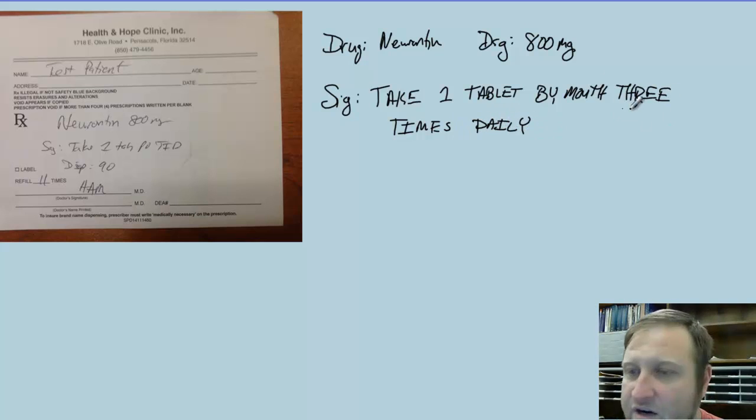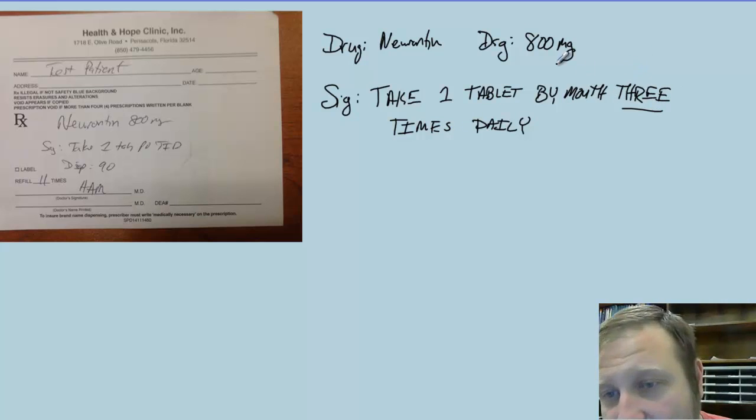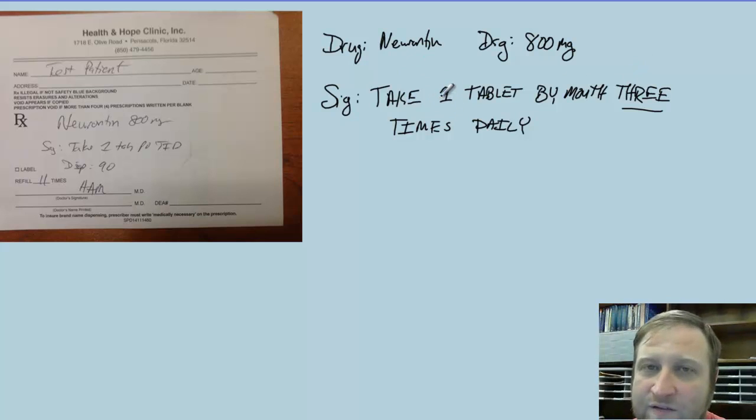Notice here, the 3 in the directions is not a numerical value of 3. The only time we use a numerical value is when we describe the quantity to take. So if it was take 2 tablets, this would be a 2. If it was take 3 tablets, this would be a 3. But if it's take 3 tablets by mouth 3 times daily, we write out the 3 in the directions, and we keep the numerical value when it describes the quantity.